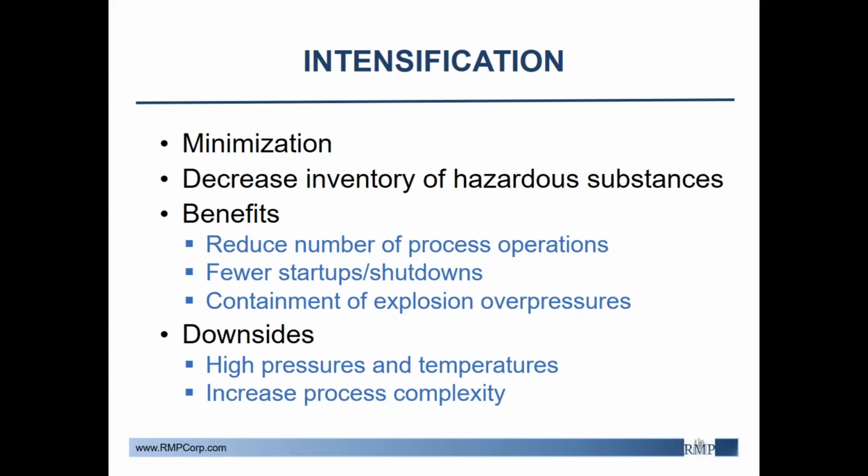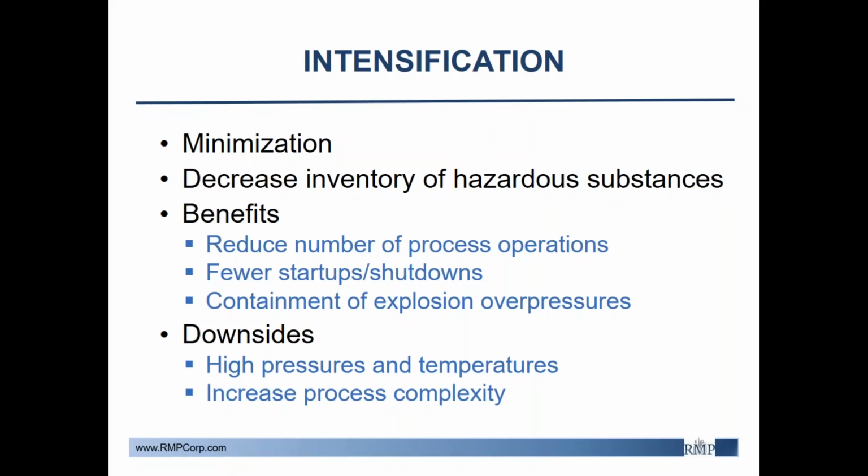This can be accomplished in a variety of ways that can lead to specific benefits for a plant. Benefits of minimizing a chemical process include a reduction in the total number of process operations, which can lead to fewer startups and shutdowns. Fewer process operations leave less room for error and less cycling of equipment through startups and shutdowns. Another important benefit is that smaller inventories will lead to much smaller accidents.